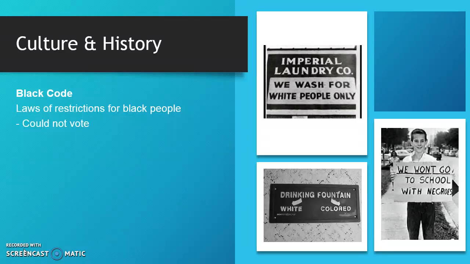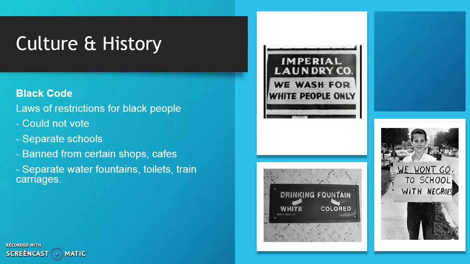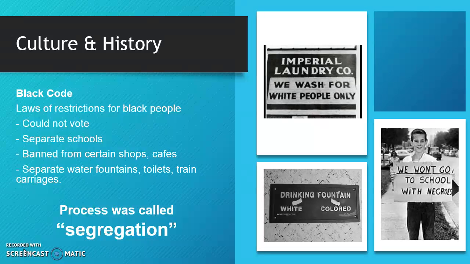Black people were not allowed to vote. They had to go to black schools. They were not welcome in certain shops, and they had to drink from different water fountains than the whites. This whole process is called segregation, because you're separating the whites, in their opinion superior people, from the black, inferior people, and it made life for blacks very difficult.